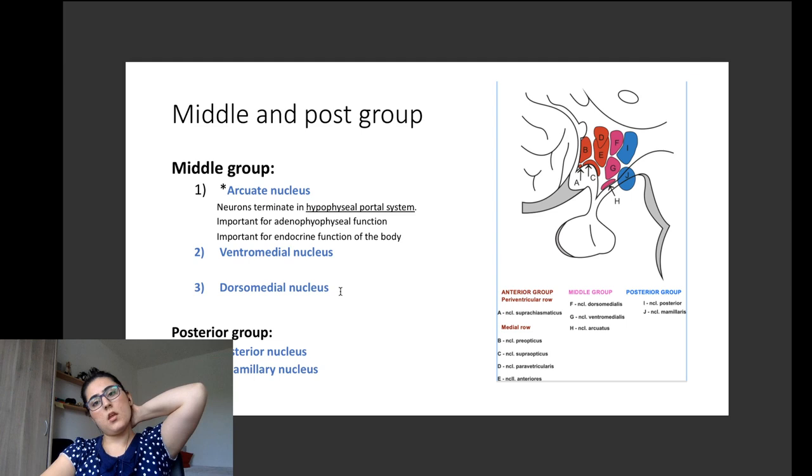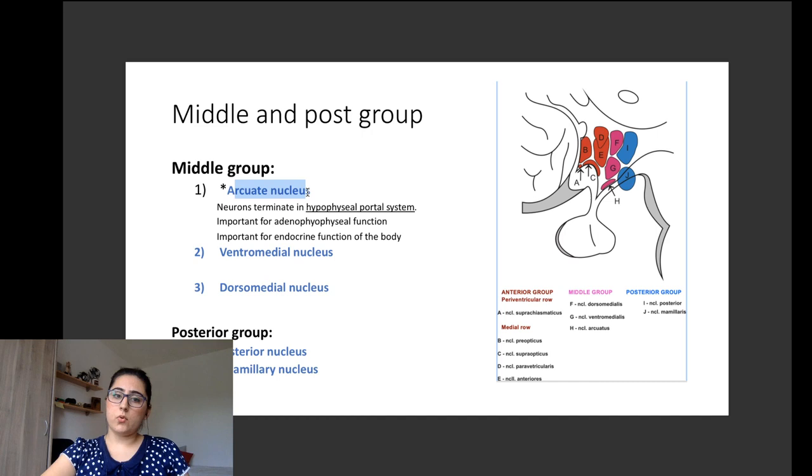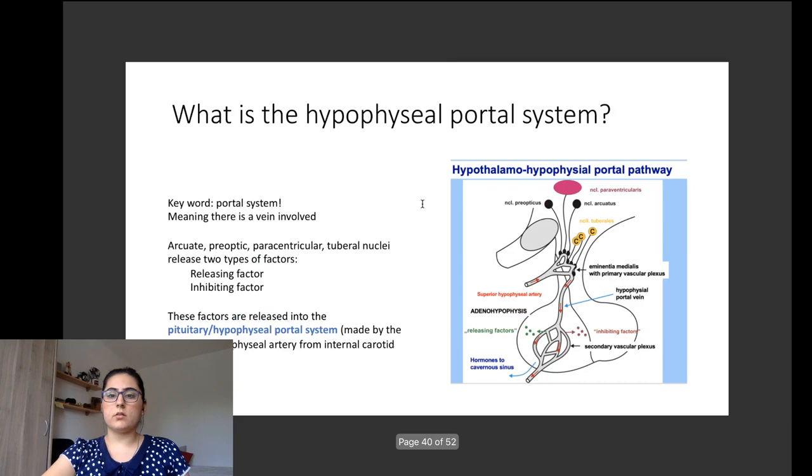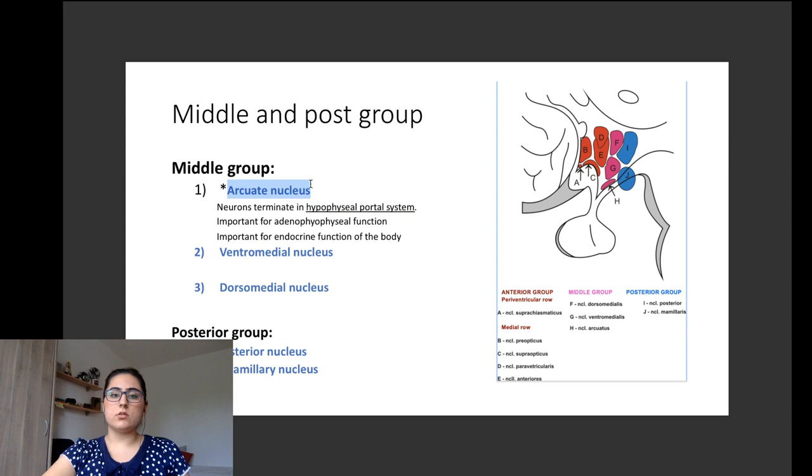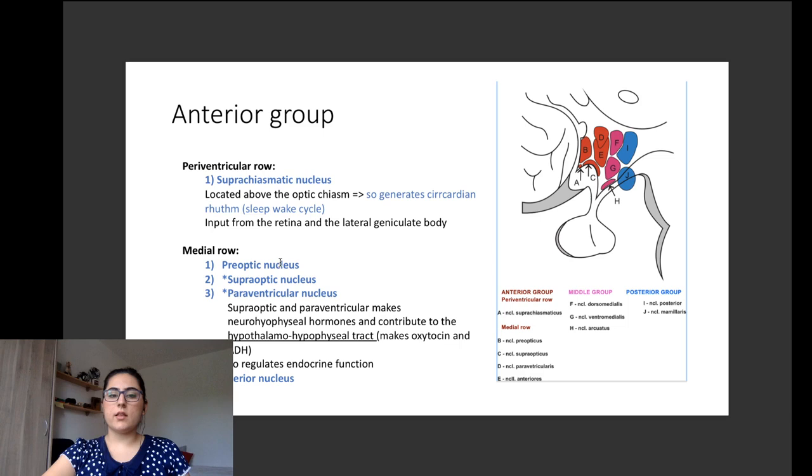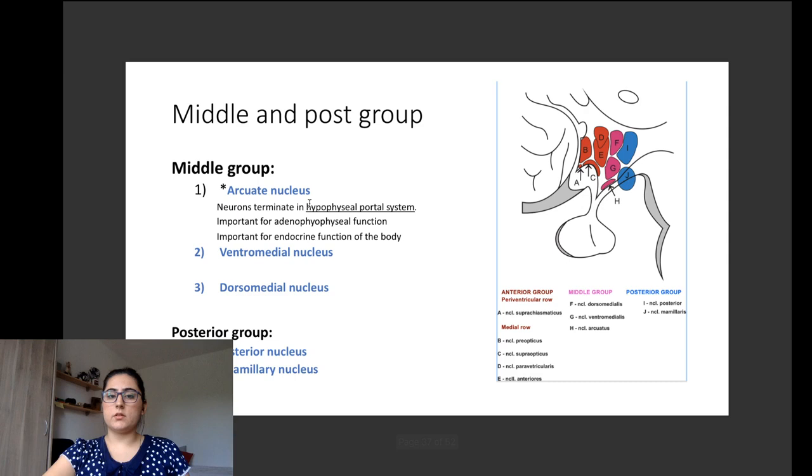Not much going on, so not much to memorize, except that you're gonna have to know that the middle group, consisting of these nuclei, the arcuate, is important because it's part of another important system called the hypophysial portal system, which we will also talk about here. Okay? So you're gonna have to know that this nucleus is part of this system. The other nuclei, if you forget their function, it's okay, but the ones that are part of the hypothalamic hypophysial tract, this guy, and the ones that are part of the hypophysial portal system, extremely important, okay? You cannot forget the function of those.